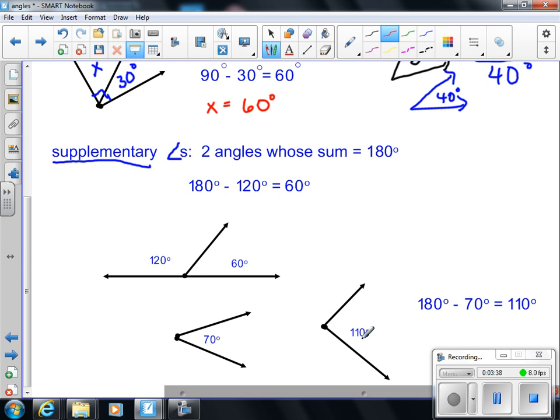These two down here are an example. I have a 70-degree angle and a 110-degree angle. Together they add up to be 180. So they are supplementary.